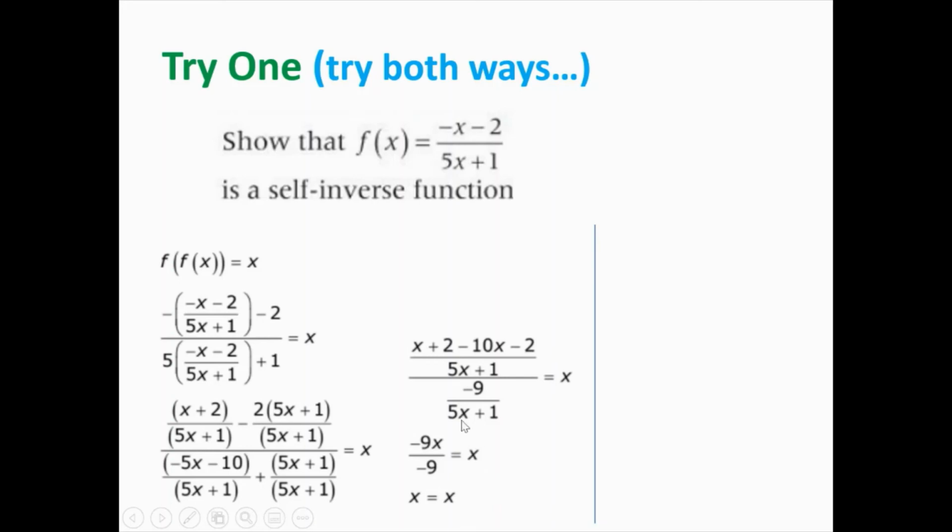So if you did that successfully, that's great, because I'm not sure what kind of history you have with rational functions like this, or rational expressions. It's not easy the first time you see it.